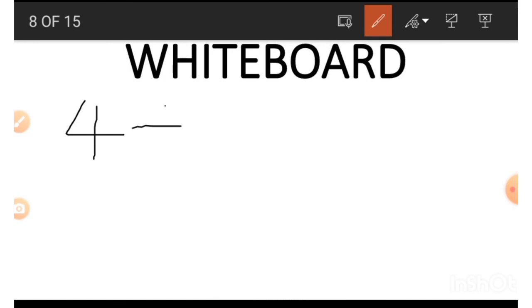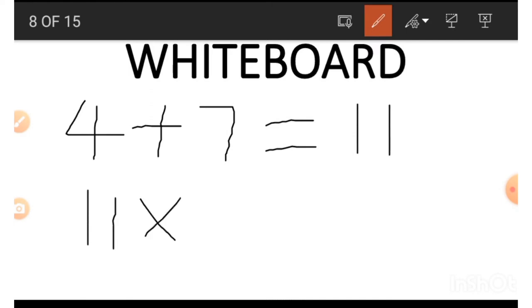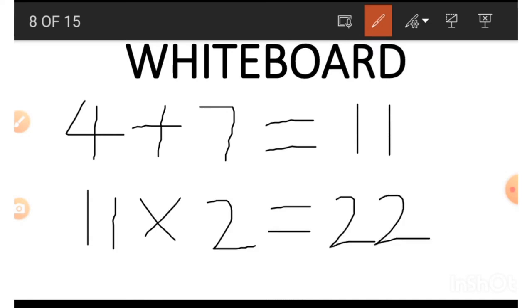We add the 4 and the 7 at the base of the triangle, and that will give us 11. So 11 multiplied by the number in the triangle, which is 2, that gives us 22. This is how we get the 22.